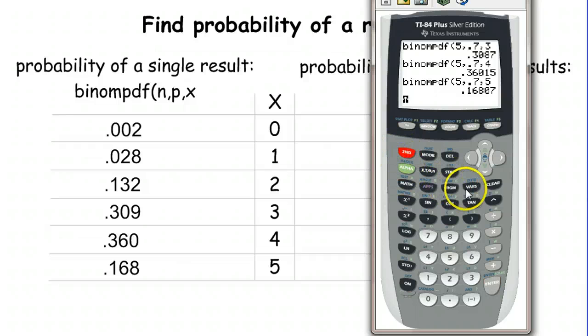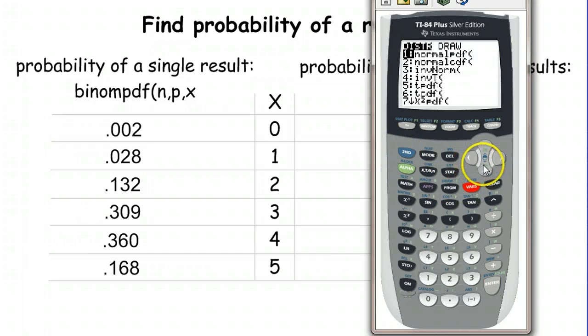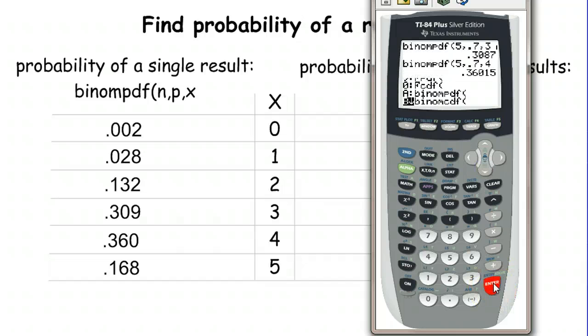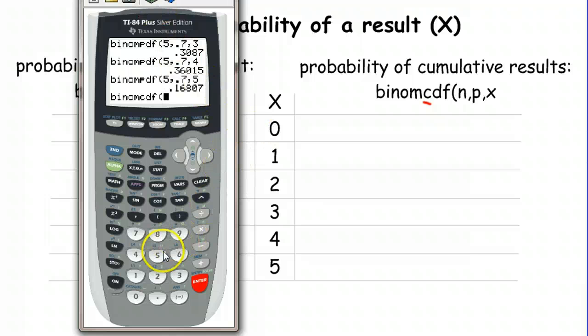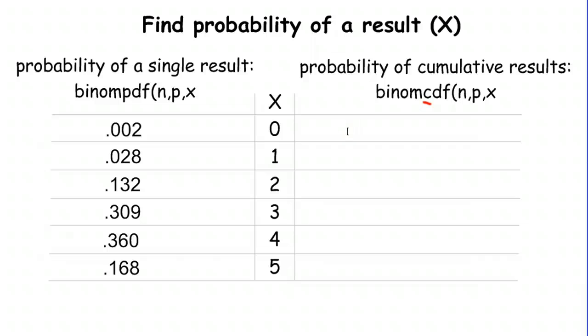And so we go to that second vars, that second distr, and we go down a ways to binomcdf this time. And what we'll do is we'll type in the exact same sequence that we did before with the PDF: n, p, x. So slide that over here. We're going to type in n equals 5, p equals 0.7, and then x is 0. And you'll see that we get the same exact result, the 0.002 that we got before.